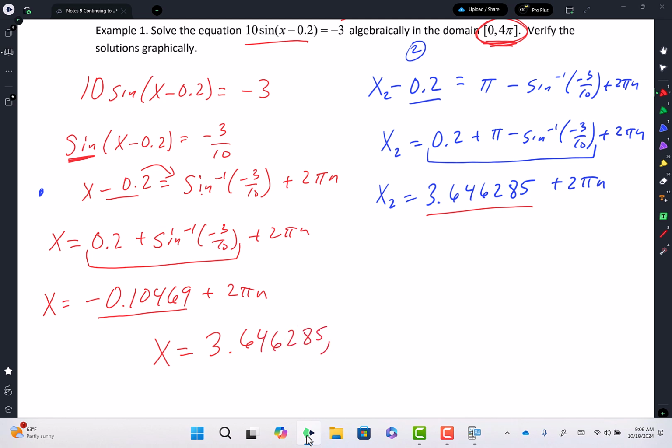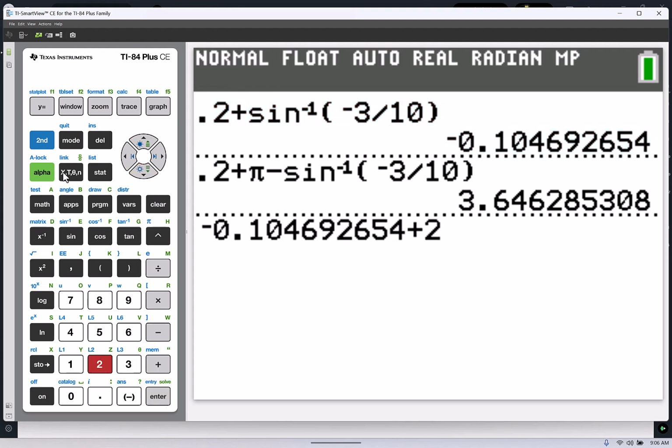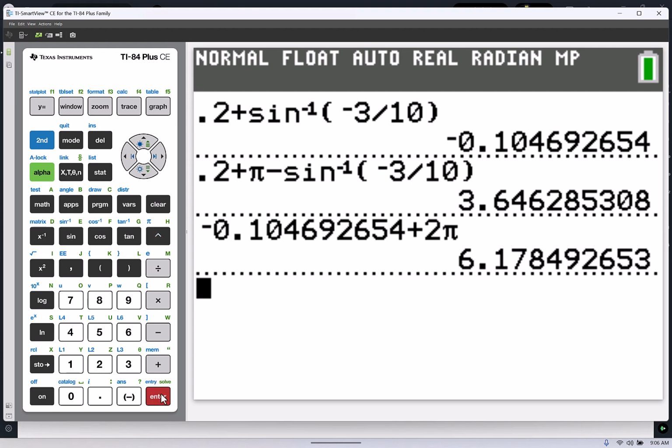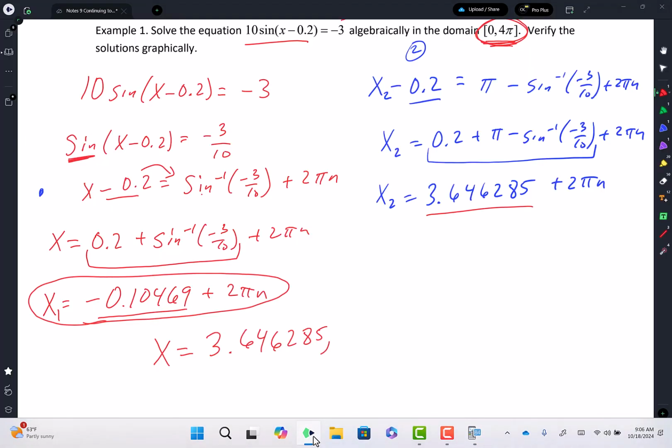3.646285, comma. The second one is going to come from the one in red when I add 2 pi to it. I guess I'll call that x1. So I'm going to get my calculator. I'm going to scroll to the negative 0.1. And I'm going to push enter plus 2 pi. That's my second one. 6.17849, comma.